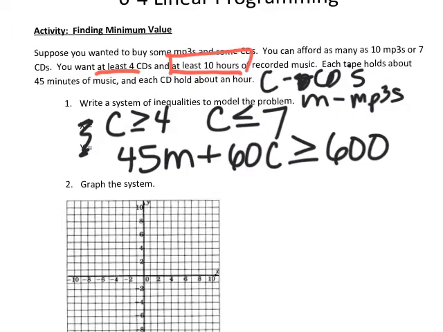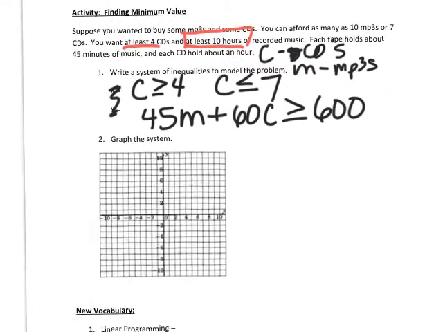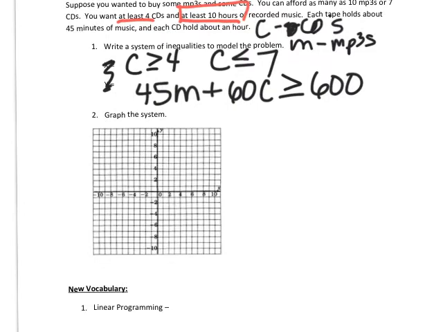So now I'm going to graph those. The first thing I'm going to need to do is label my axes. And typically you're only going to deal in the first quadrant here. The reason for that is you can't buy negative CDs. You can't have negative MP3s. So nothing over here really is going to apply. You're only going to deal in that first quadrant.